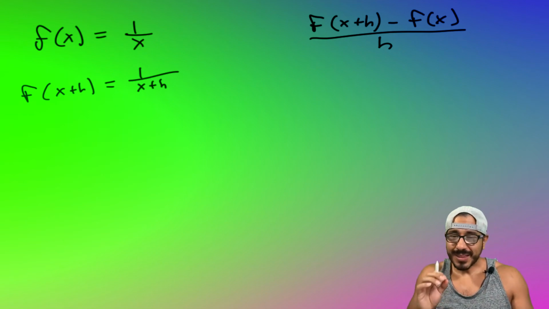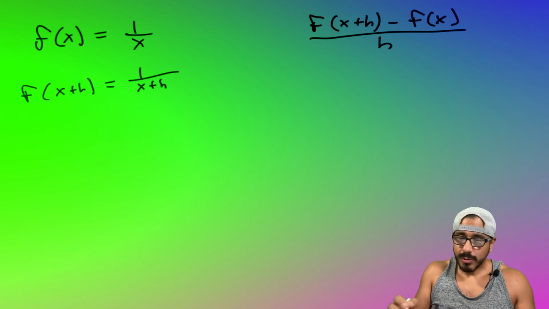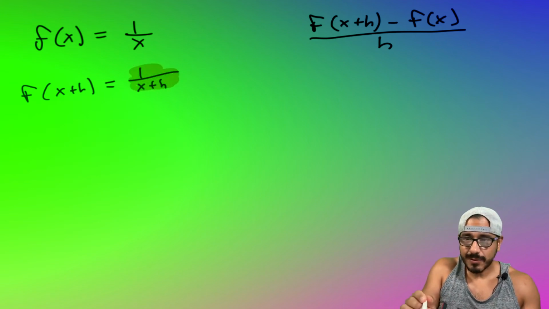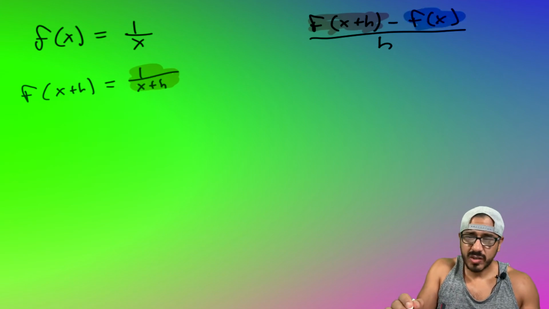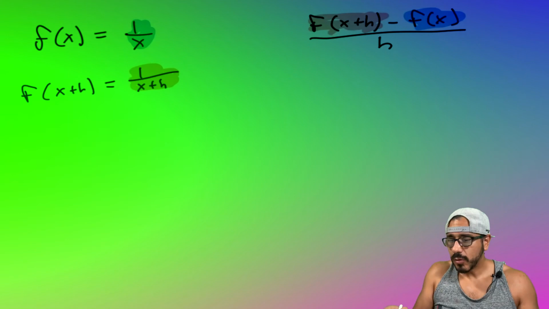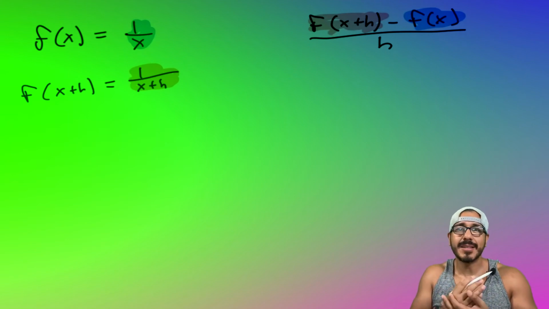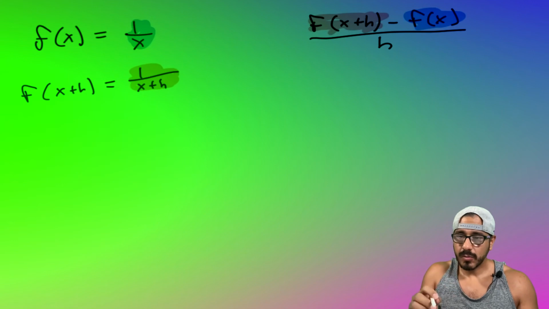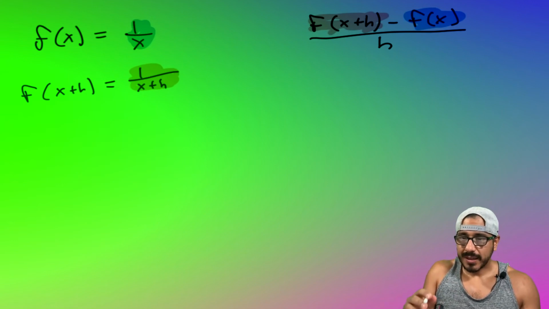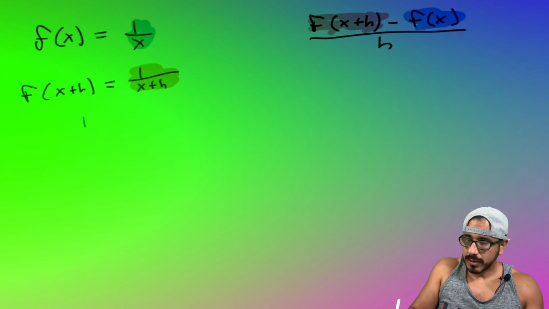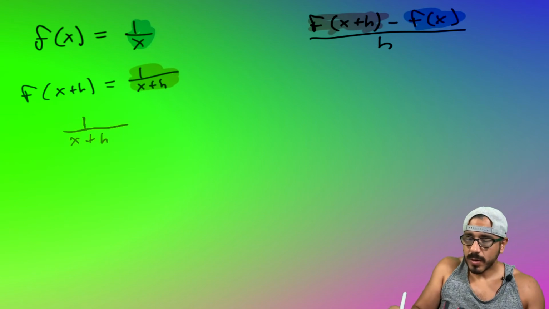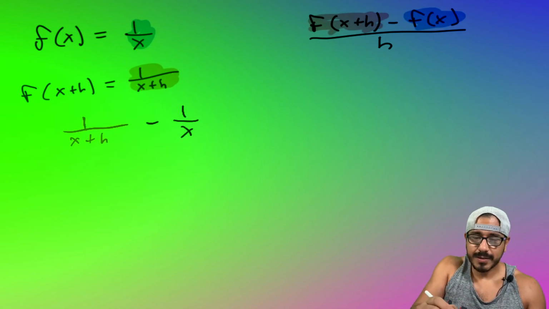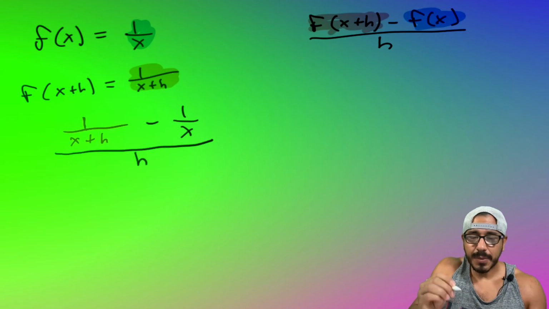All right, now let me do again some color coding, because some organization is nice for this section as you're wrestling with these ideas. So that will be in red. Our original function here, we're going to put that in blue, and of course our h always stays the same because it's a constant. All right, so here we go. We're going to take the f of x plus h, which was 1 over x plus h, and we're going to subtract 1 over x, and all that is going to be divided by h.